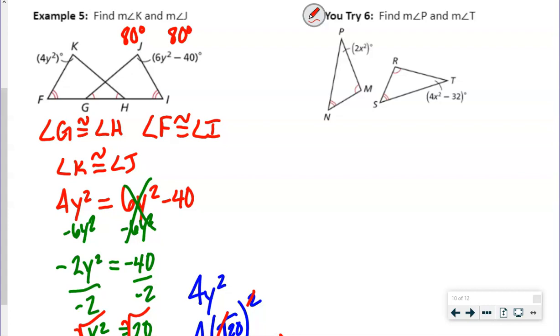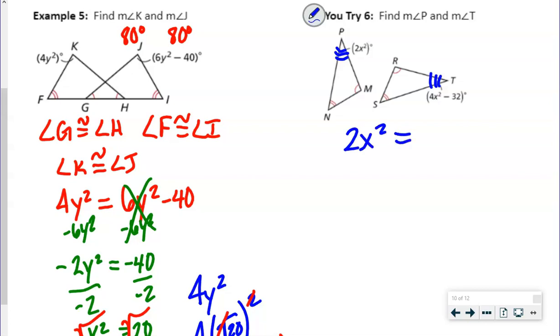All right, let's see if you guys can do our last you try here. Pause the video, come back to me when you're done. So notice again that M is congruent with R because it has one arc and one arc. N is congruent with S because it has two arcs and two arcs. So what does that mean? That means that this guy up here, 1, 2, 3, and 1, 2, 3, right? We can say that P is congruent with T.